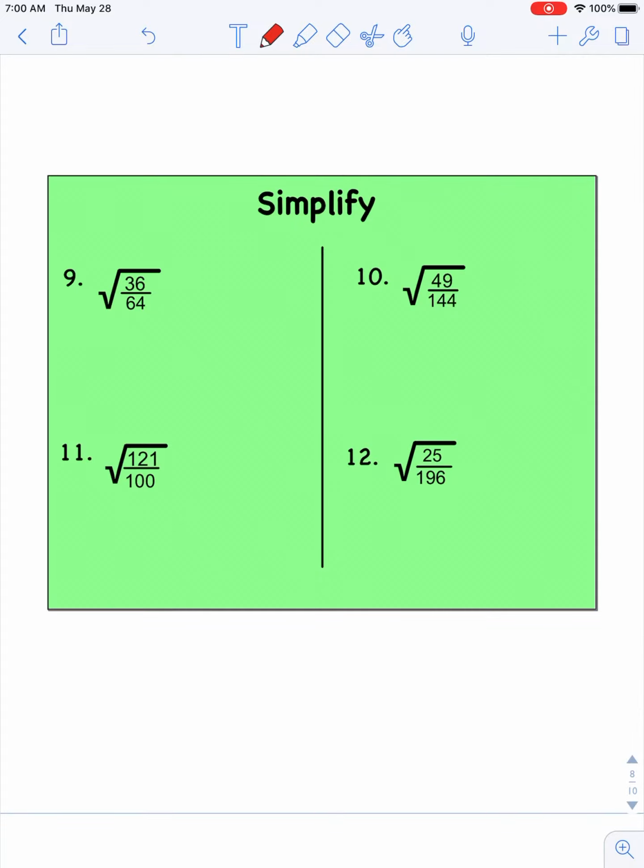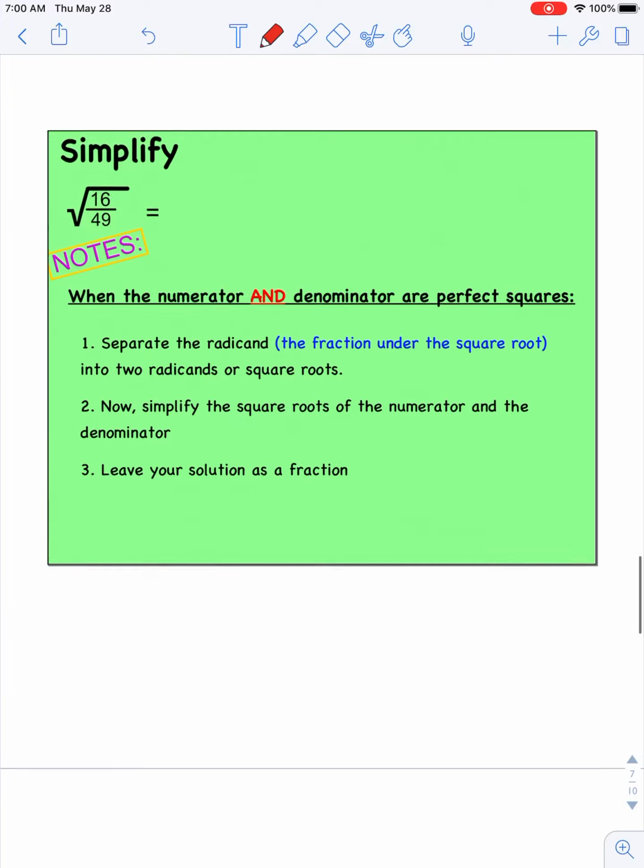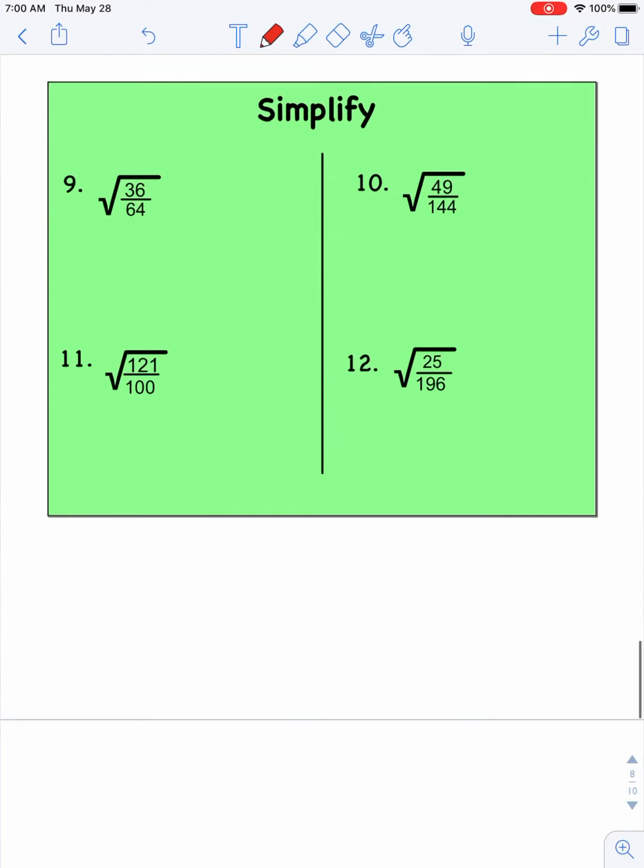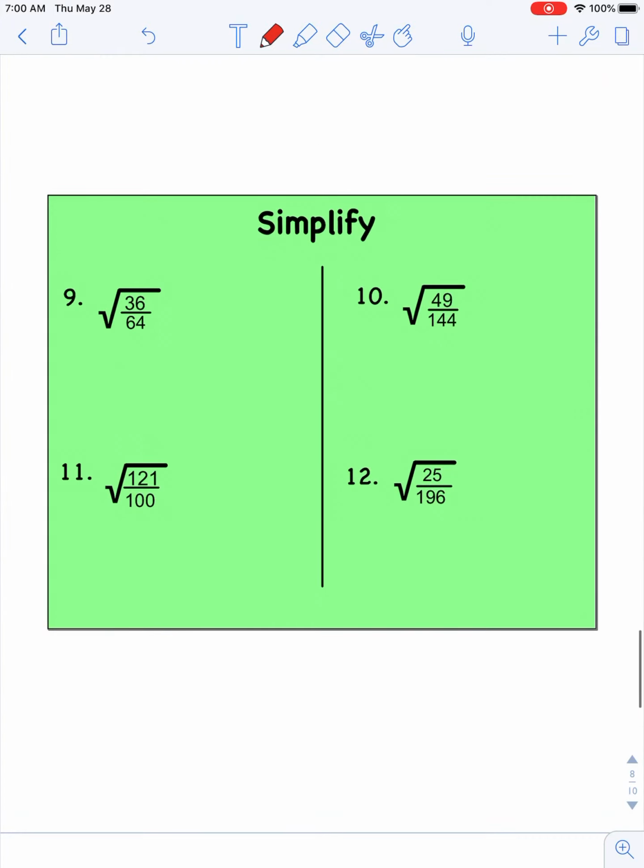So here I can see that... sorry, I was just looking at something really quick.